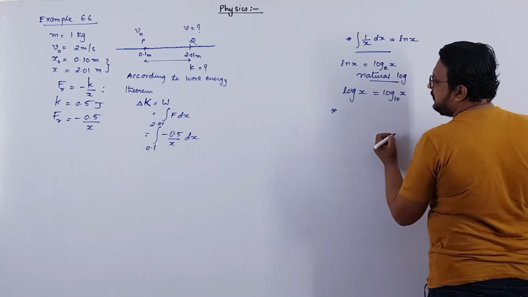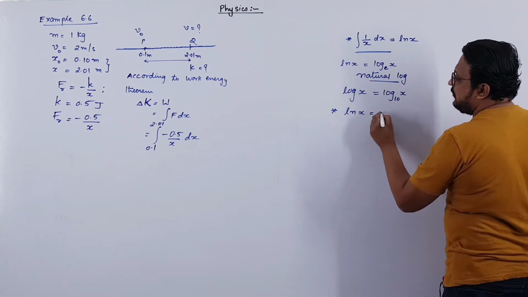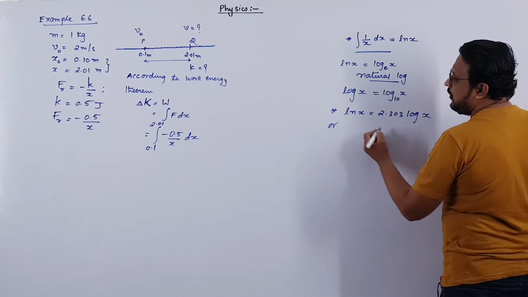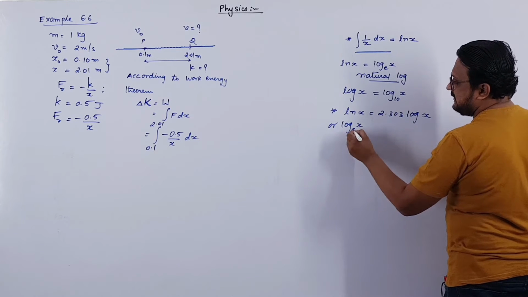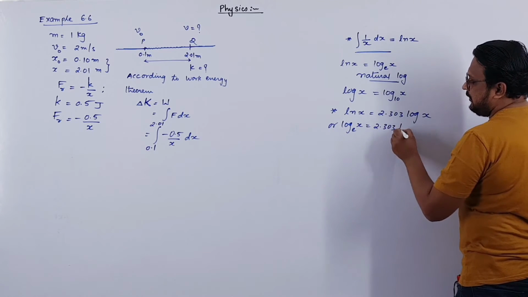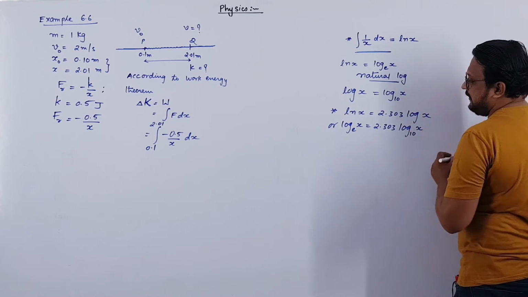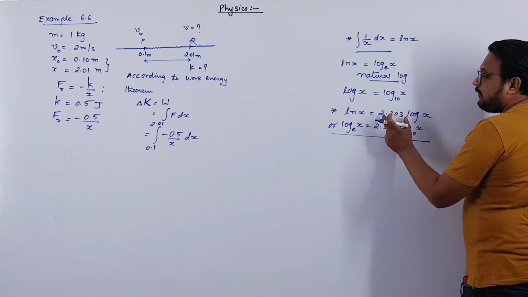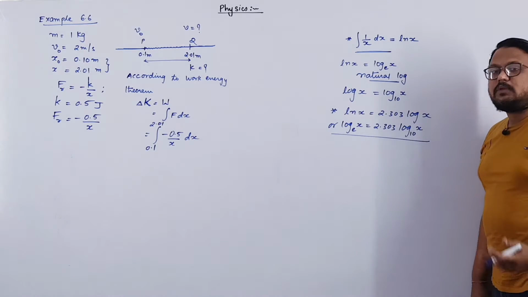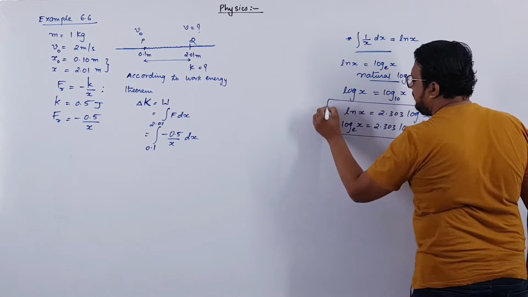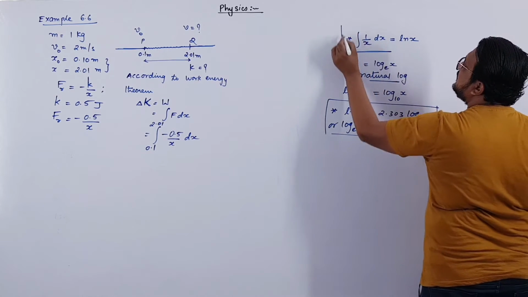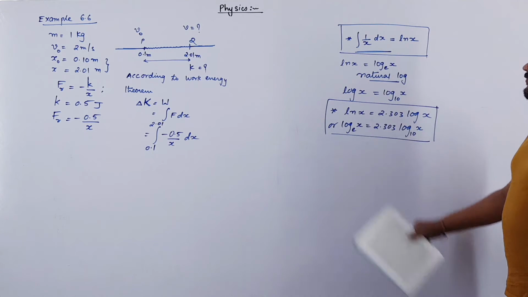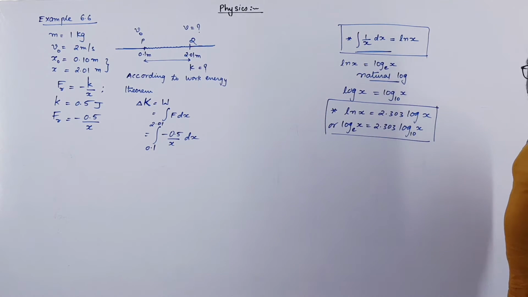Another formula which you should remember is ln x equals 2.303 log x. Or you can write log x base e equals 2.303 log x base 10. So if you want to convert natural log into log base 10, you have to multiply by 2.303. For all of you this is the new thing. These two formulas are new and you have to remember that integration of 1 by x is ln x, the natural log, because integration of dx by x is there.